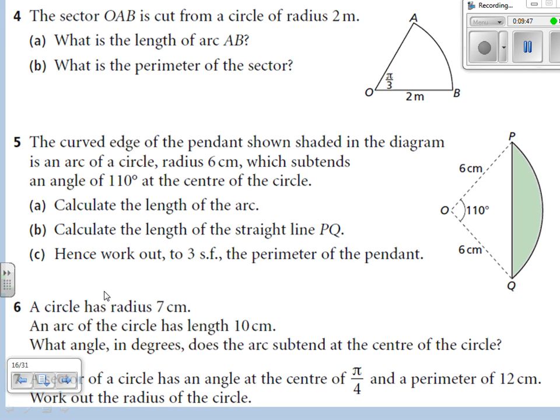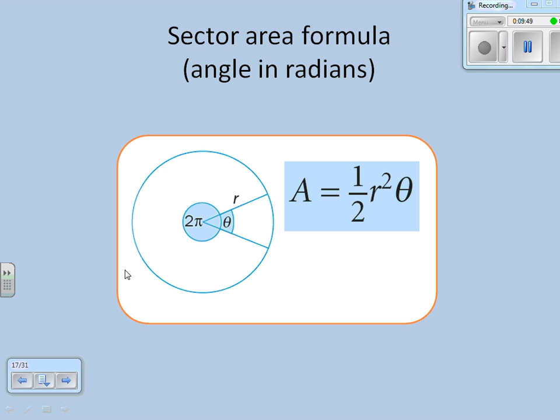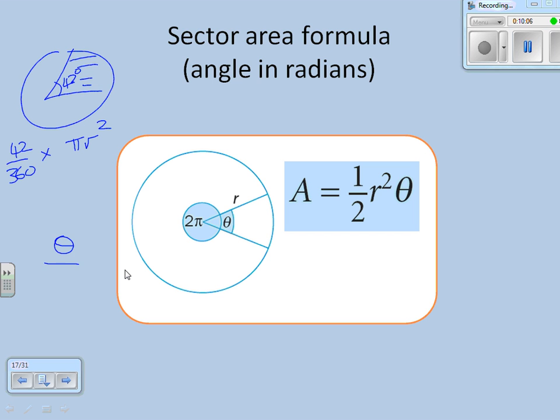The great thing is that this works for the area as well. If I'm on a GCSE one and I'm trying to find the area of a sector, and I had 42 degrees in there, then I'm looking at the area of the circle, which is pi r squared, and I'm doing 42 over 360 times it. Because I'm in radians, I'm doing theta over 2 pi times pi r squared. And again, these pi's cancel, leaving us with a half, because of the 2 on the bottom, r squared theta. Here's that formula there, a half r squared theta.